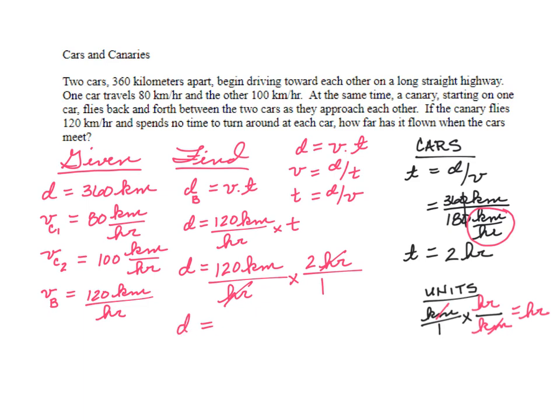And I know that if I double 120, I get 240. And of course, that's kilometers. And so that is my final answer. In that time frame that it takes for the two cars to meet up, the Canary will have traveled 240 kilometers. So this should help you with the question that's going to be on the test next week.